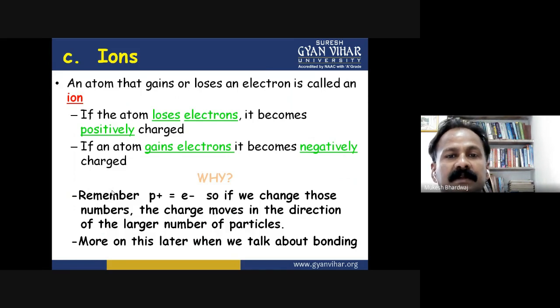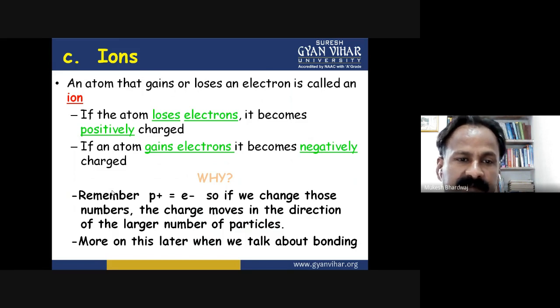Ions. An atom that gains or loses an electron is called an ion. If the atom loses an electron, it becomes positively charged. That means it has a deficiency of electrons, so it becomes positively charged. If an atom gains electrons, it becomes negatively charged. Remember, protons equal electrons. So if we change those numbers, the charge moves in the direction of the larger number of particles. More on this later when we talk about bonding.